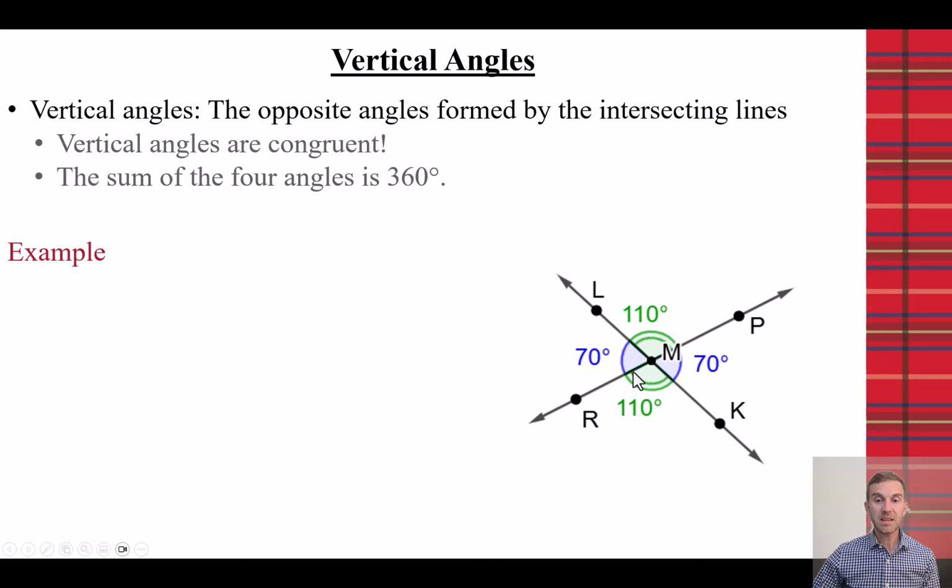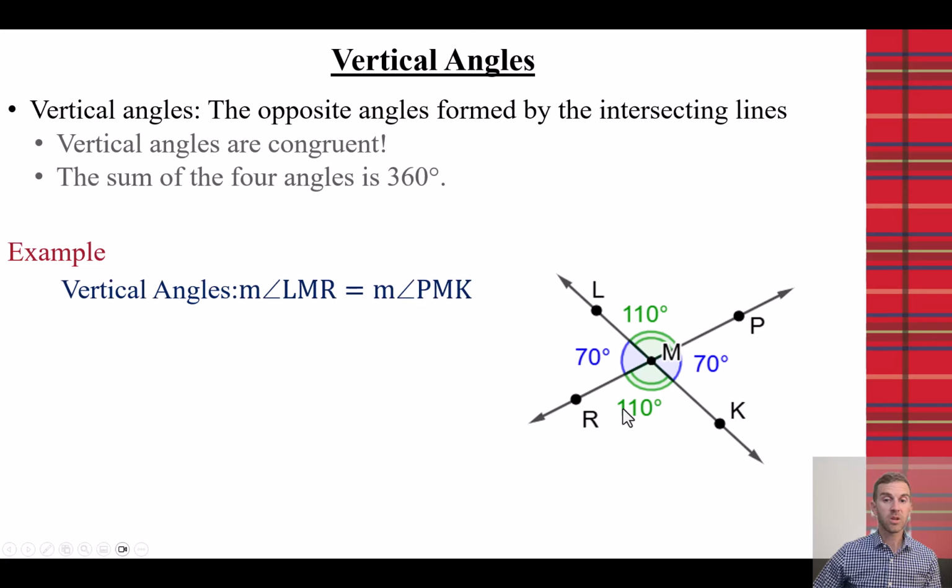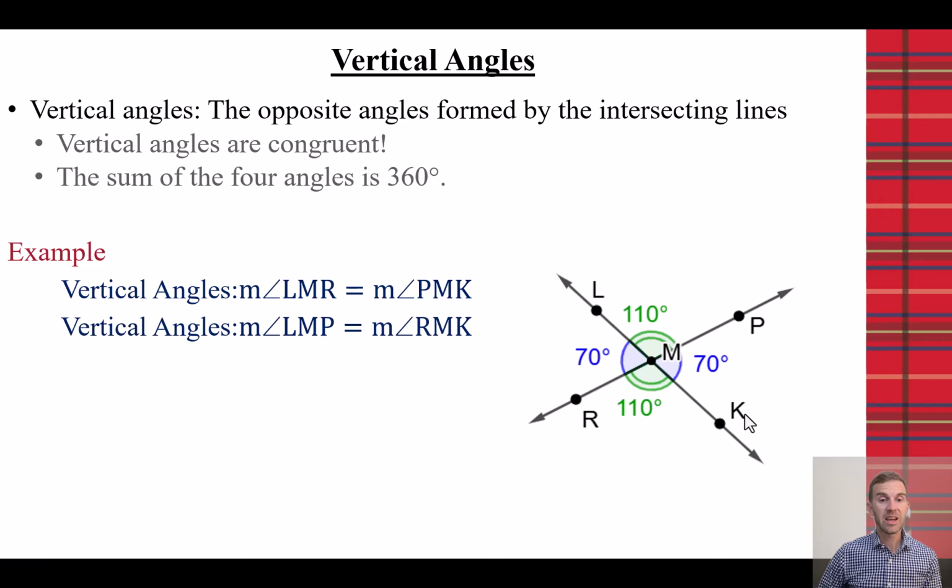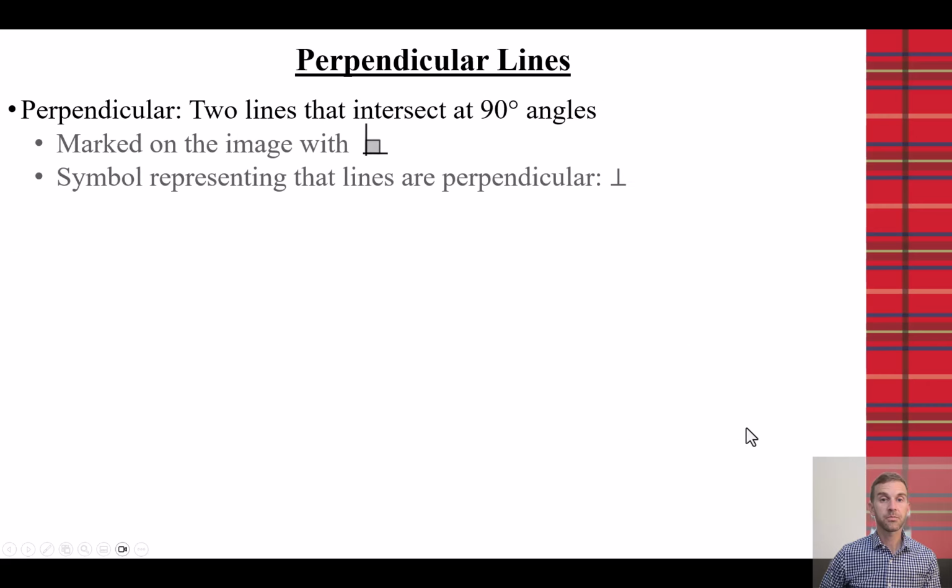So here's an example where we can see that if we draw in our intersecting lines and we measure this as 70 degrees, this one has to be 110 degrees, and then this has to be 70, so this has to be 110 as well. And we could say that the measure of angle LMR and the measure of angle PMK are vertical angles, so they are equal in measurement. And then the same thing for LMP and RMK.